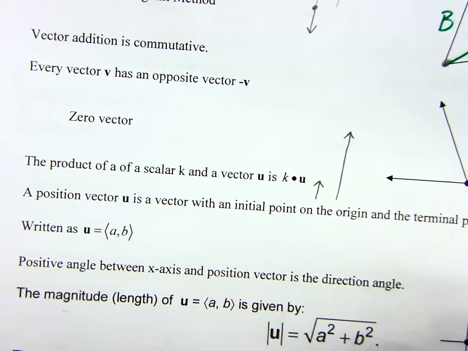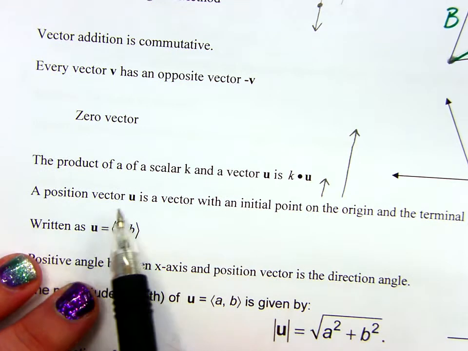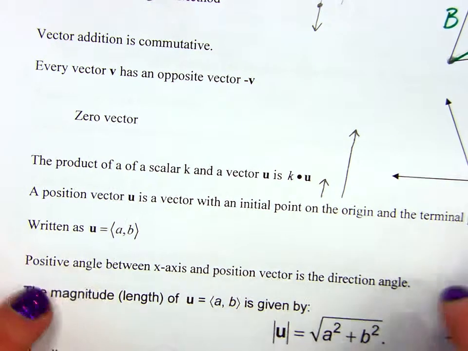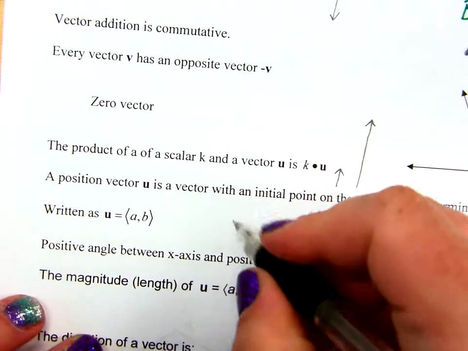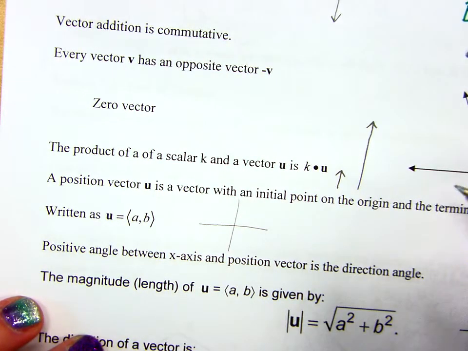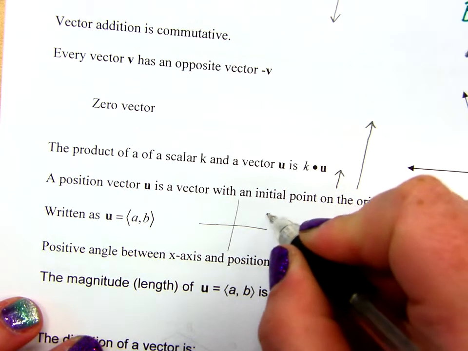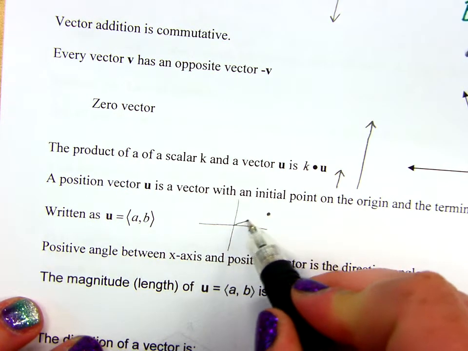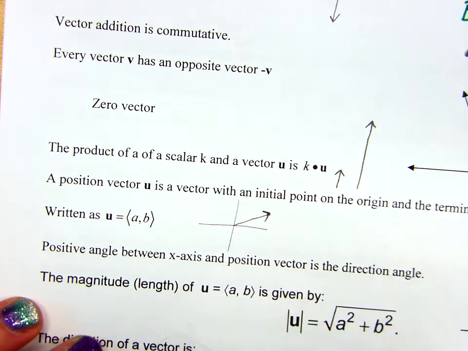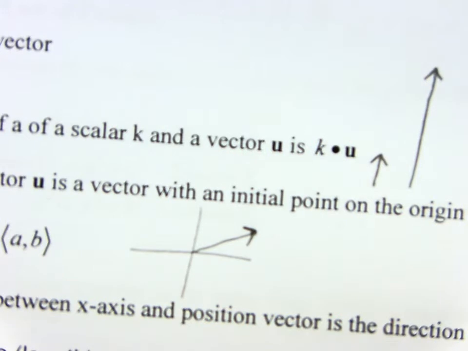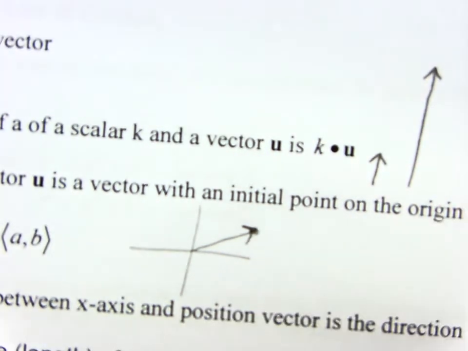So, writing vectors. A position vector u is a vector with an initial point on the origin and the terminal point at a, b. All right, so when we draw a vector, we stick with a coordinate plane, and let's say I want the vector to go over here. So it's going to go from the origin to this point. Doesn't that end point there have a coordinate x, y? Yes. So instead of using x's and y's, we use a's and b's. That's all it really is.